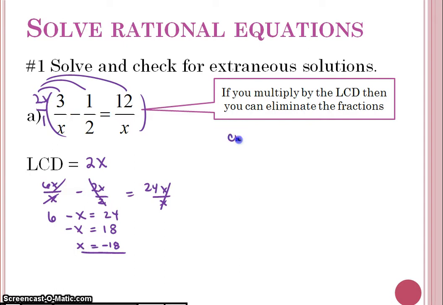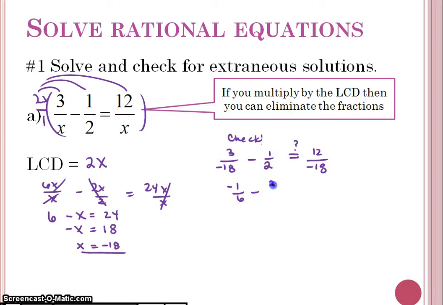So we're going to check for extraneous solutions. We will see a lot of those. So 3 over minus 18, minus 1/2, does this equal 12 over minus 18? I just plugged in minus 18. Reduce my fractions. 3 over minus 18 is minus 1/6, right?